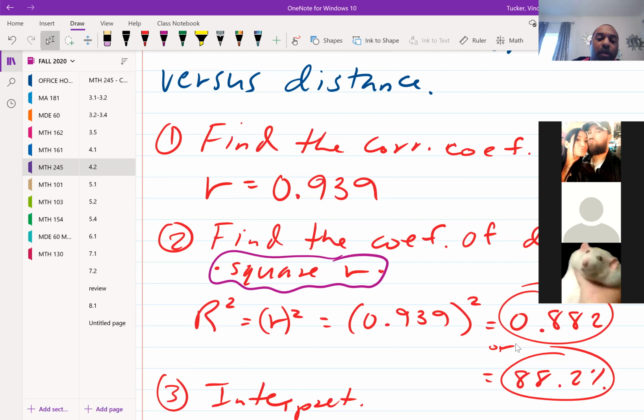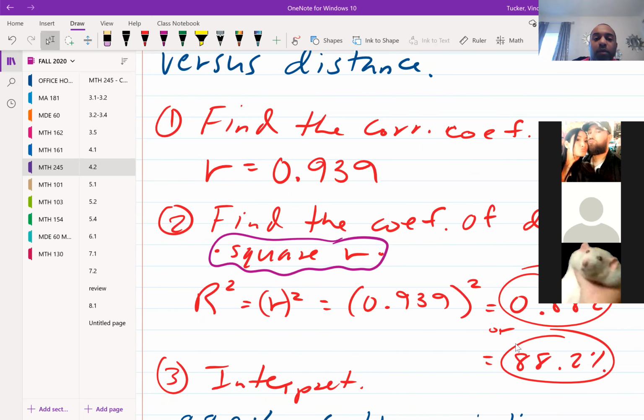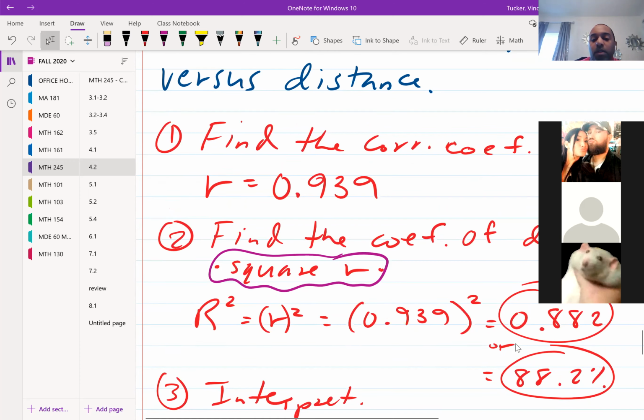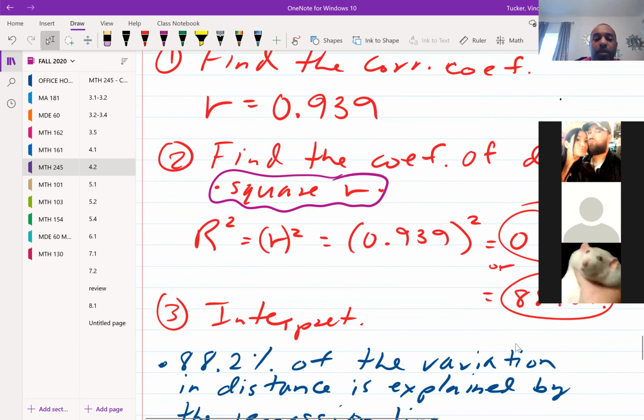All right. So let's look at the interpretation of it. But any questions on how you find it? All you have to do is make sure you find a correlation coefficient. Once you find a correlation coefficient, you just square that. That will be the coefficient of determination. So now we're looking at what it means.